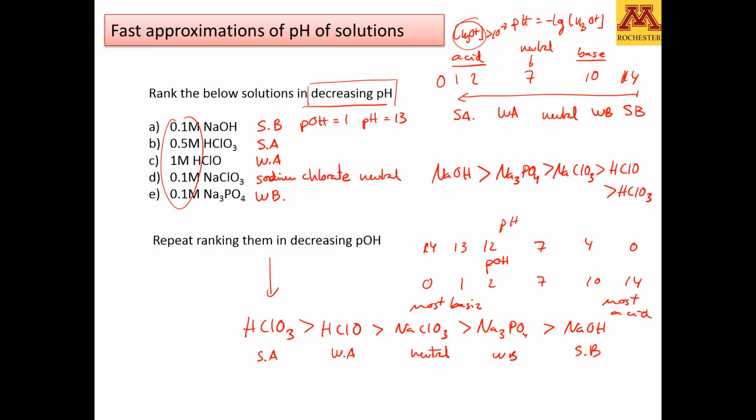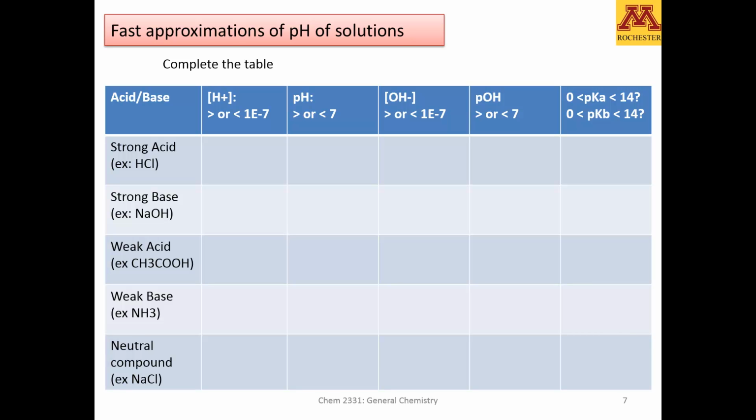Okay. So what have we learned from this? There are some admitted ranges when it comes to strong acids, strong bases, weak acids, weak bases, and neutral compounds. We know that a strong acid has to have a concentration of hydronium ion larger than 10 to the negative 7, and therefore the pH has to be smaller than 7. And because this one is connected to this one, the concentration of OH negative has to be smaller than 10 to the negative 7, therefore the pOH has to be larger than 7. Okay, because these two need to add to 14.